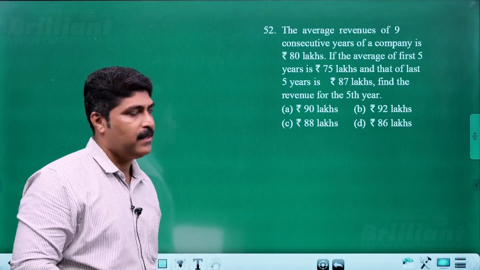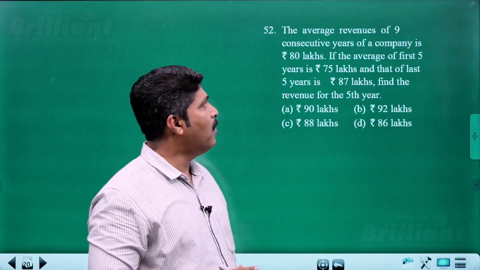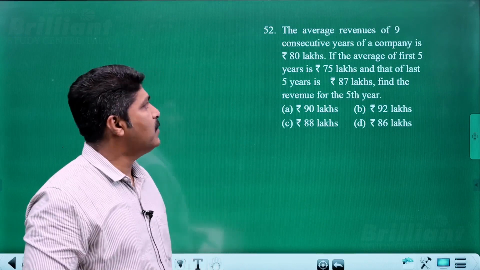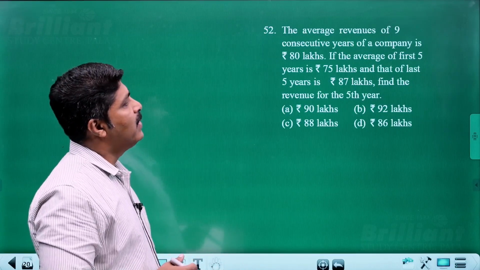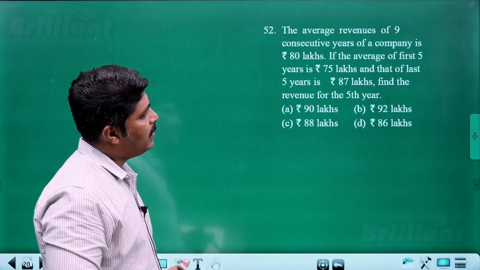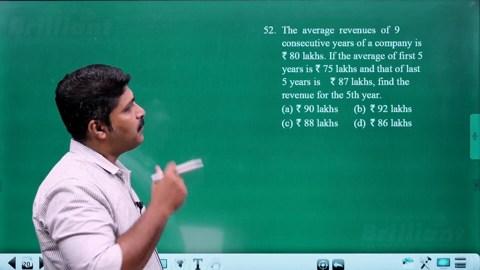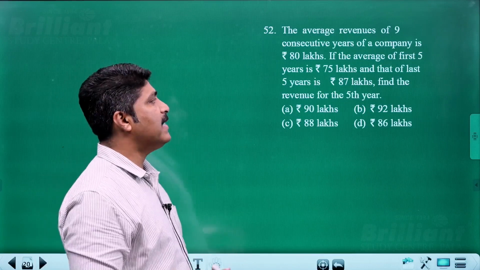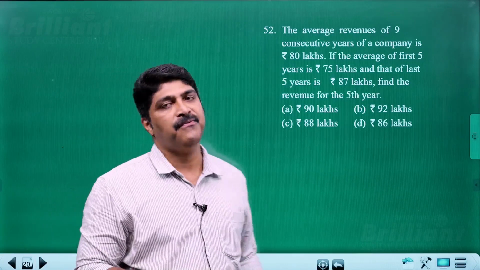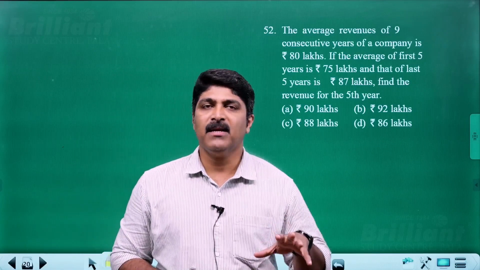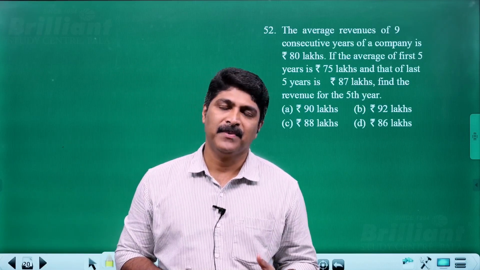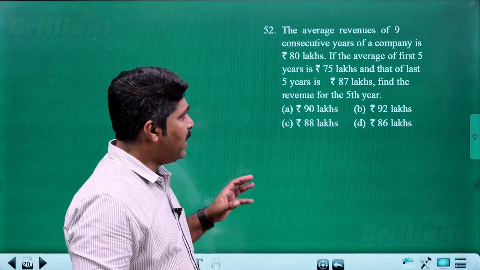The next question. The average revenue of 9 consecutive years of a company is rupees 80 lakhs. If the average of the first 5 years is rupees 75 lakhs and that of the last 5 years is rupees 87 lakhs, find the revenue for the 5th year. So understand the pattern of this question. It's a typical form of average question. How do we find the answer to this kind of question?